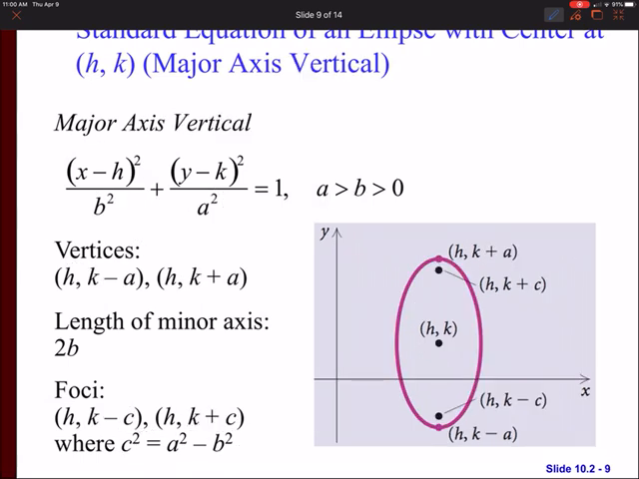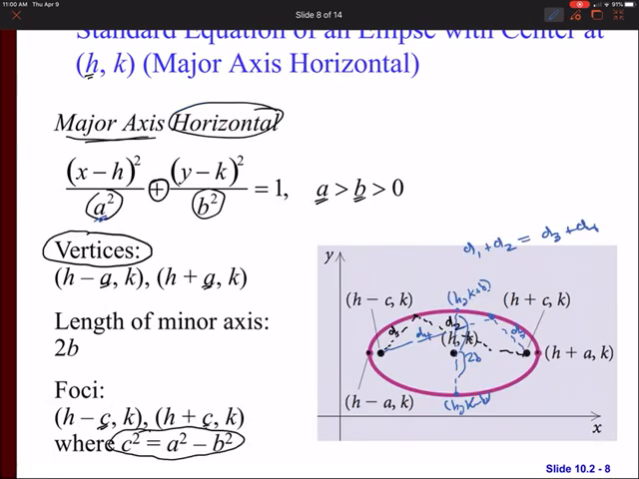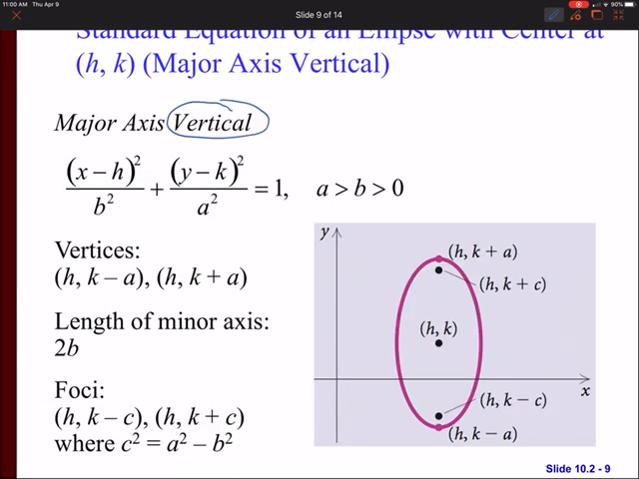Now let's look at what happens if our major axis is vertical. I do want you to know, going back to our last one, horizontal, what does this graph look like? It looks like it's stretched out horizontally along the x-axis. And now we're going to be stretching out our ellipse vertically along the y-axis. What's the difference in the standard form equation? Now we've got A with y, so we've got A squared with the y squared term. So now x minus h squared over b squared plus y minus k squared over a squared.